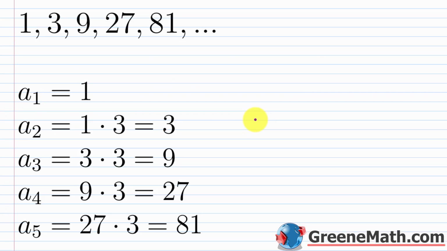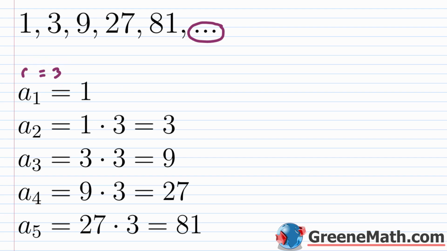Let's look at a very simple example. Suppose we have the geometric sequence where your first term, a sub 1, is 1, then the second term, a sub 2, is 3, then a sub 3 is 9, a sub 4 is 27, a sub 5 is 81, and then we have the 3 dots to say the pattern continues forever. If you look at this, notice that we're just multiplying by 3 to get to the next term. So the common ratio r is going to be 3.